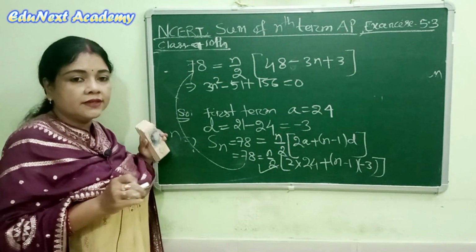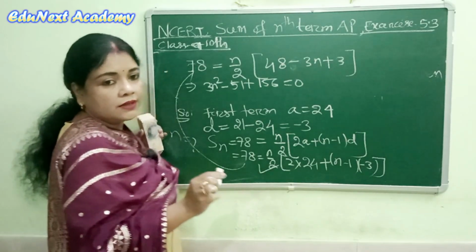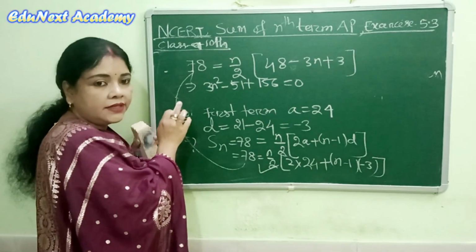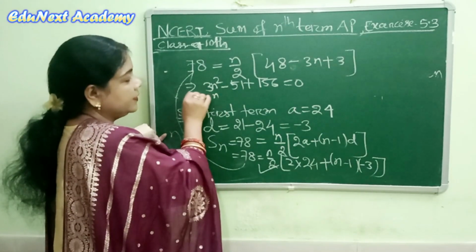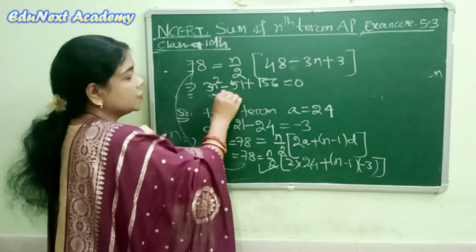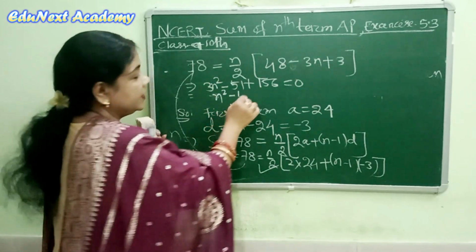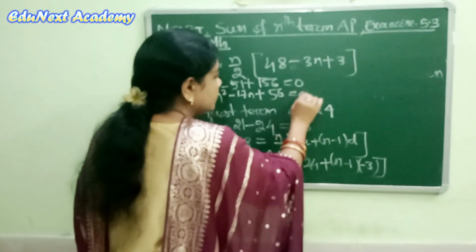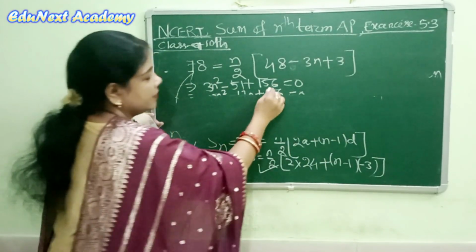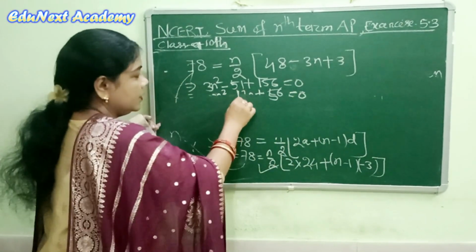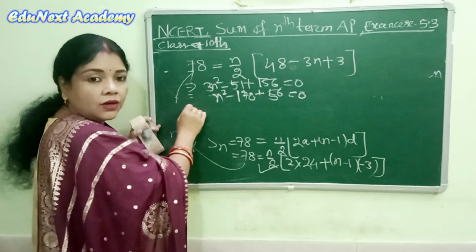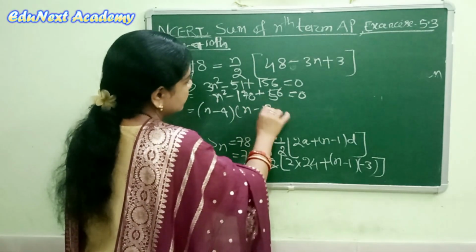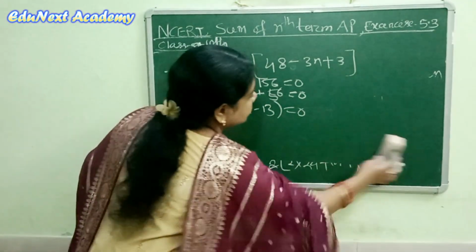Now you can factorize it. Let us take 3 common. After taking 3 common, we will get n square minus 17n plus 56 is equal to 0. Now after factorization, I got n minus 4 whole into n minus 13 is equal to 0. You know how to factorize.